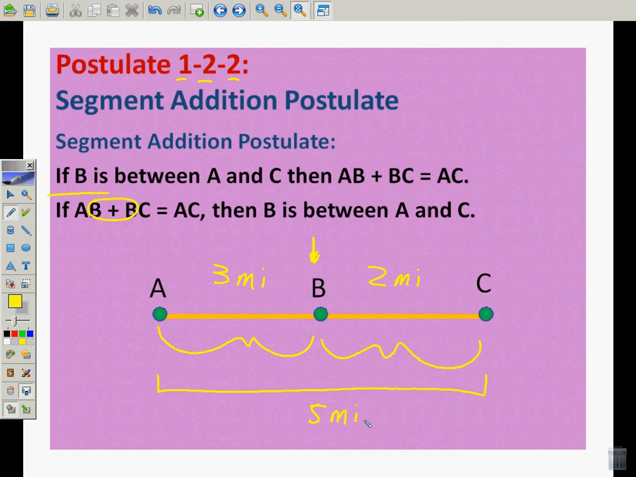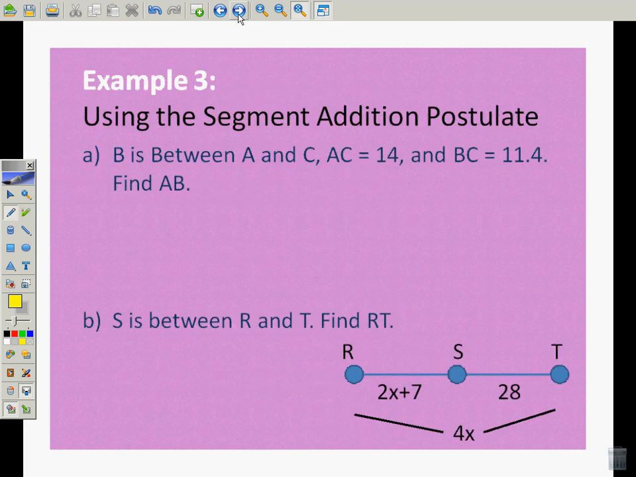Here we go. Use the segment addition postulate. B is between A and C. Sounds familiar. AC is 14 and BC is 11.4. Find AB. I get confused by words. I like to use pictures. Okay. Segment. B is between A and C. If you're having trouble with the concept of in between, talk to a friend. Between A and C. So AC, it's telling us, is 14.